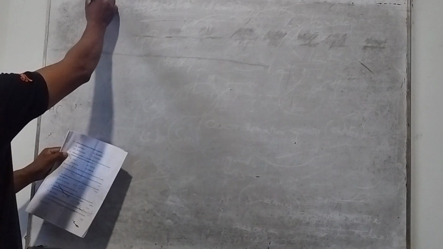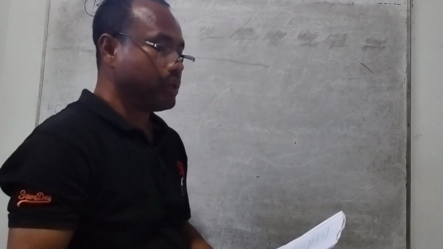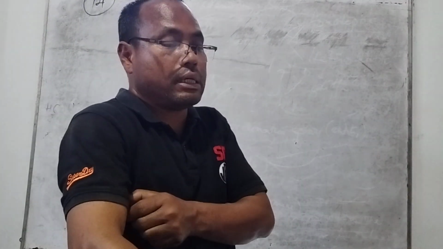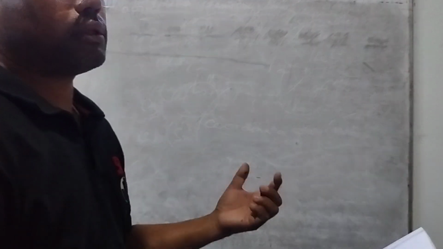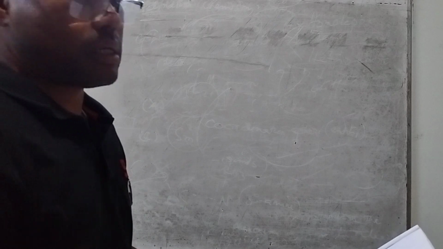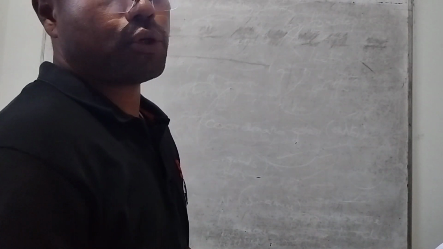Question number 14. This MCQ is about Williamson's method. Sometimes we call it Williamson synthesis. This is a useful method for the preparation of ethers. It's very clearly mentioned. However, it will not work in the preparation of this.